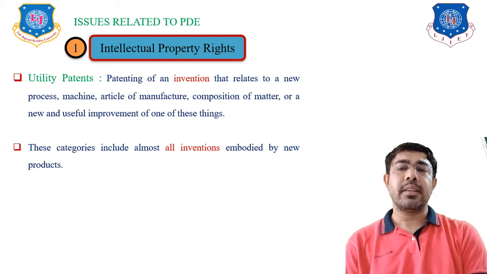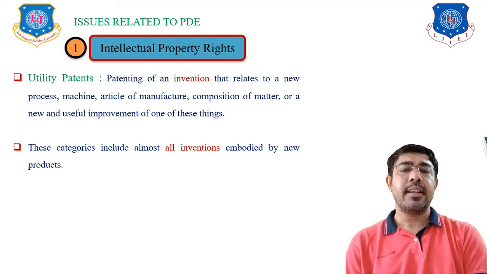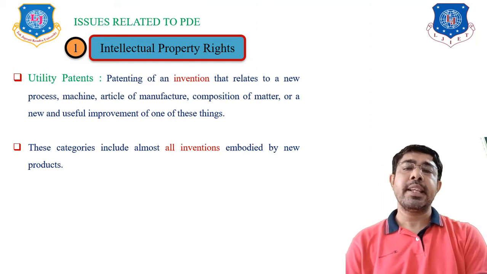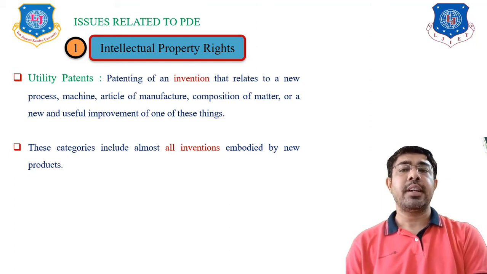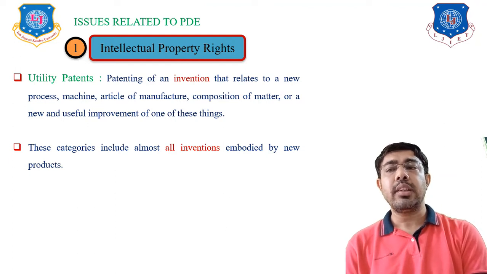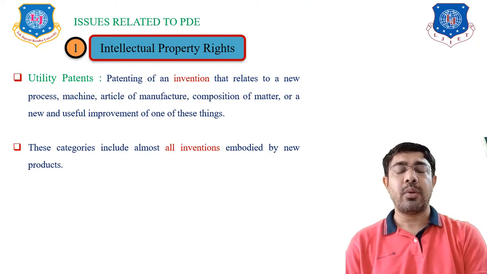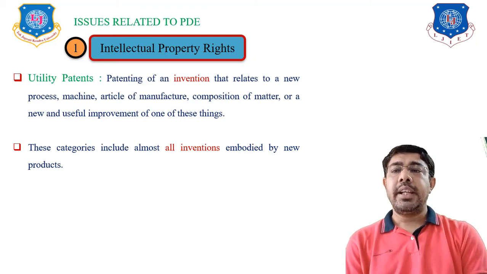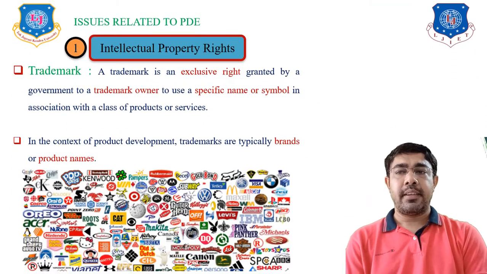So whatever the inventions in your new product regarding any process or articles of manufacture or compositions of metals, all these things are covered or protected by the utility patent. And the next thing is the trademark.